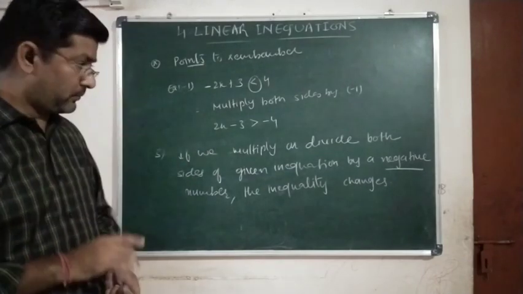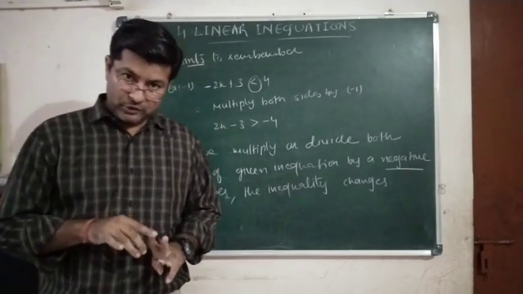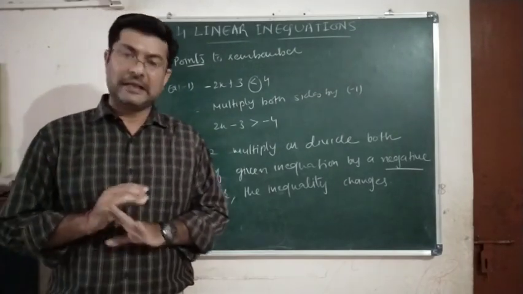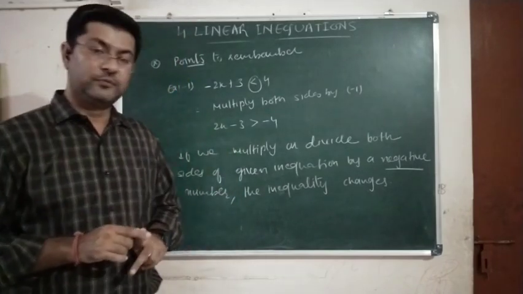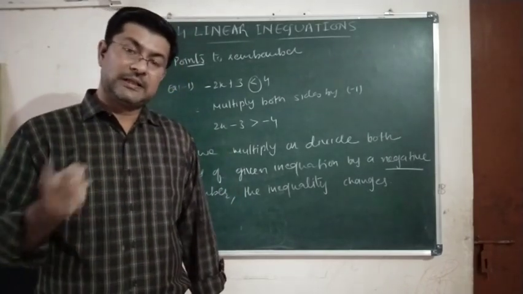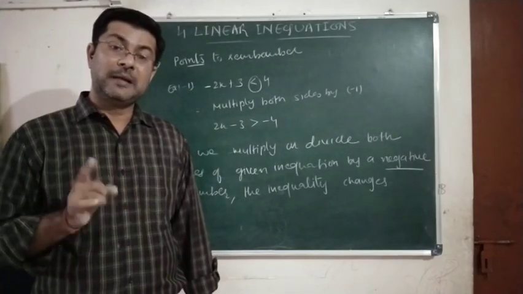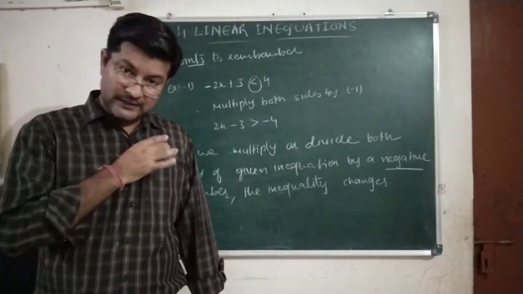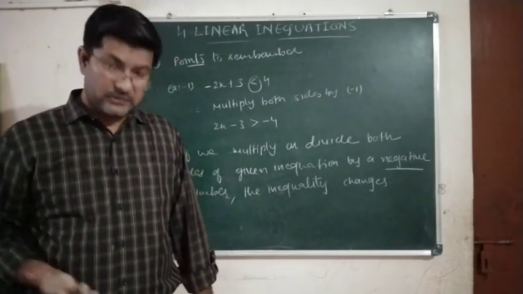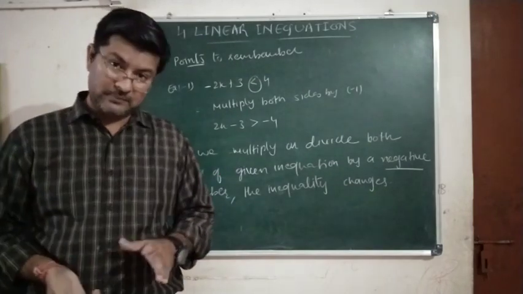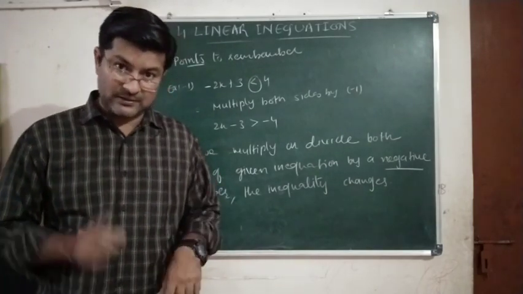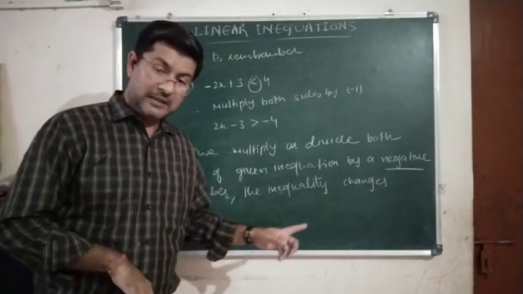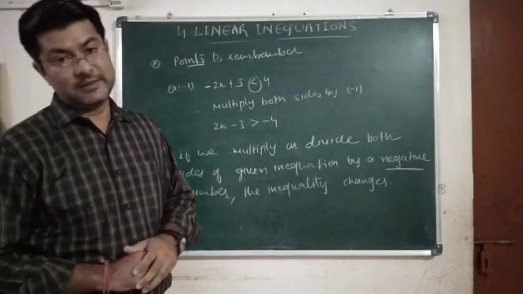So I hope you have understood the 3 points. Let us recall all the 3 points. Point number 1, adding or subtracting any real number on both the sides will not make any changes in the inequality. Number 2, if you multiply both the sides of any inequality by a non-zero positive real number, inequality does not change. And number 3, if you are multiplying or dividing both the sides by a negative number, then the inequality changes.